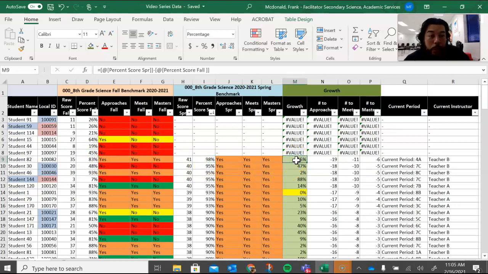So there's 15 percentage points growth. If you have a kid going from orange to orange and they're still growing 15%, something is going right in that class. That string is being pulled, definitely. So this kid has grown.